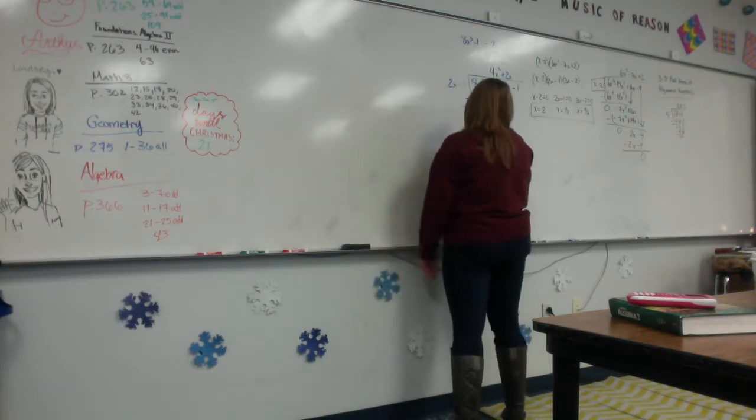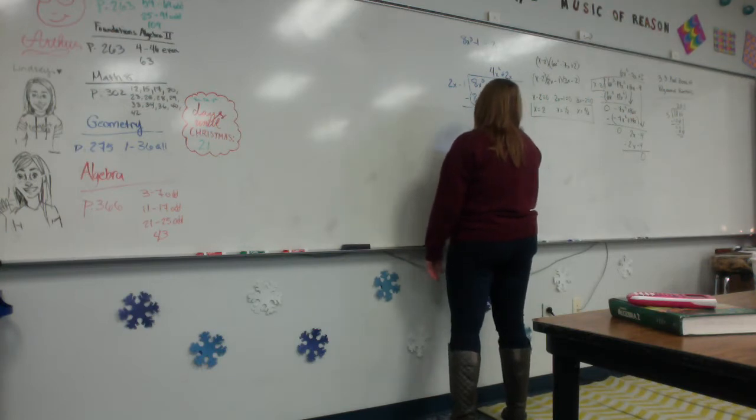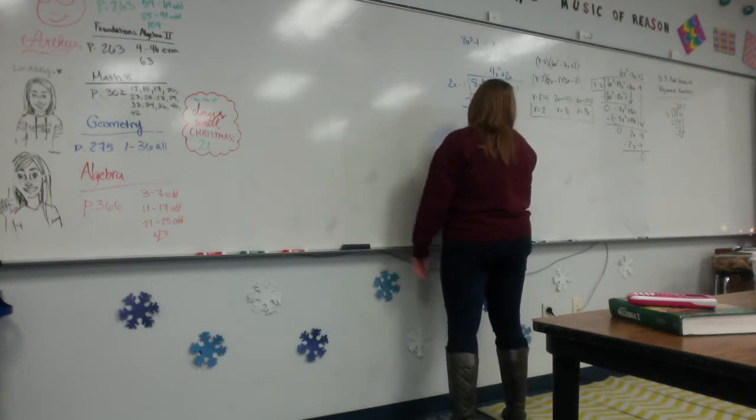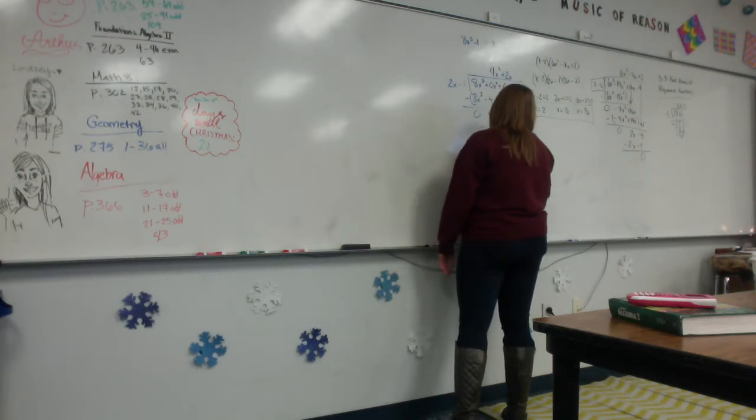2x times 2x is 4x squared. 2x times negative 1 is negative 2x. You subtract again. Those cancel. This once again makes it a positive. Bring down the negative 1.